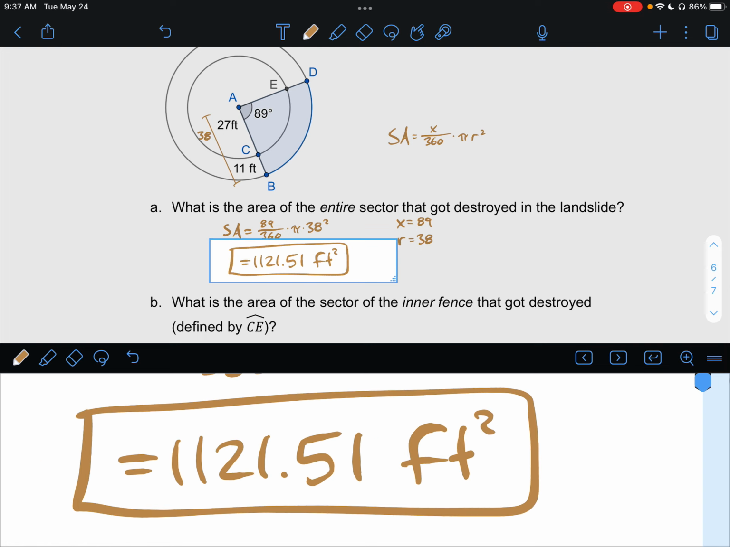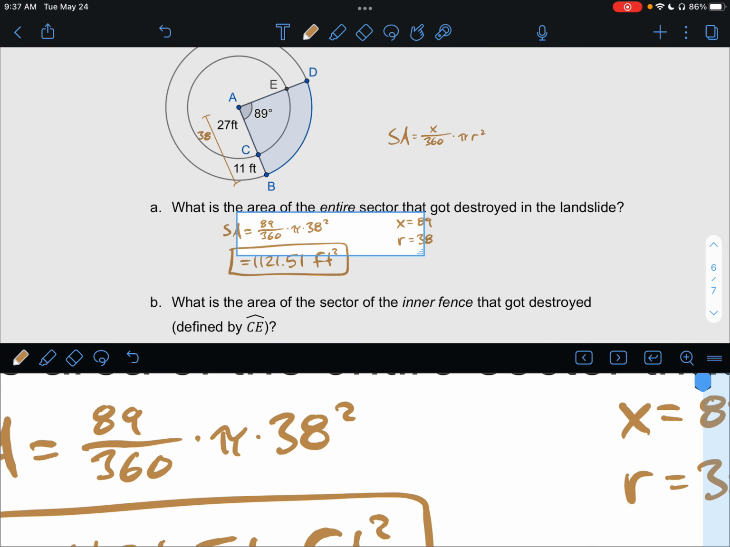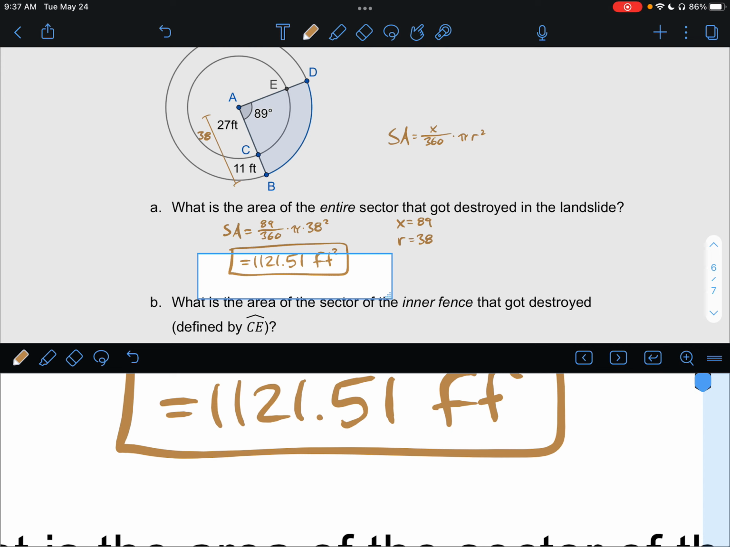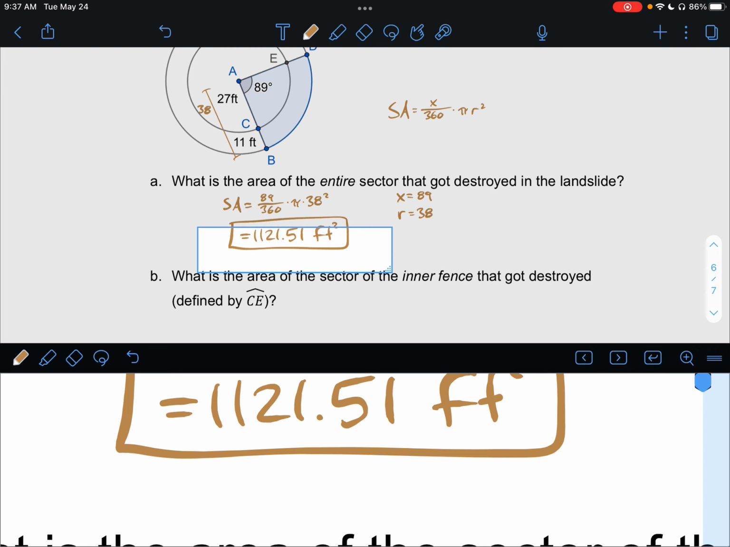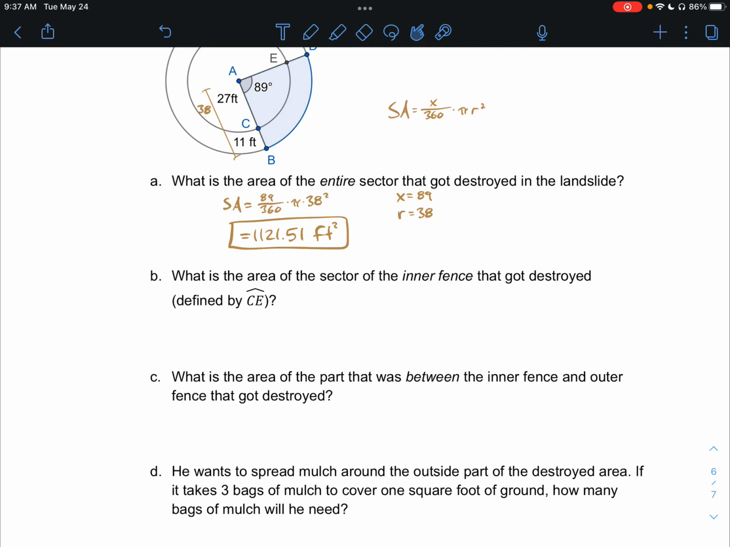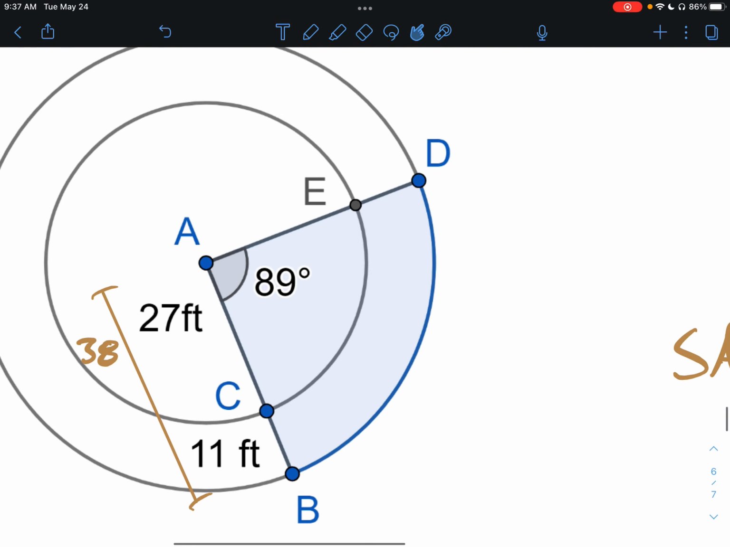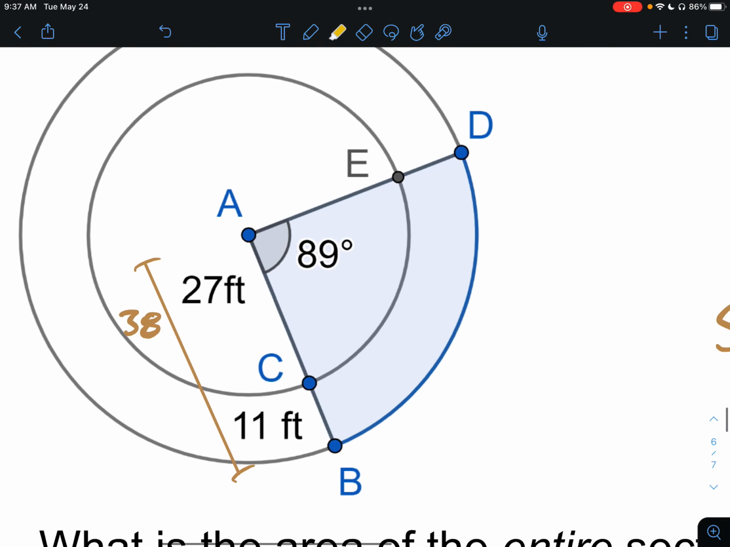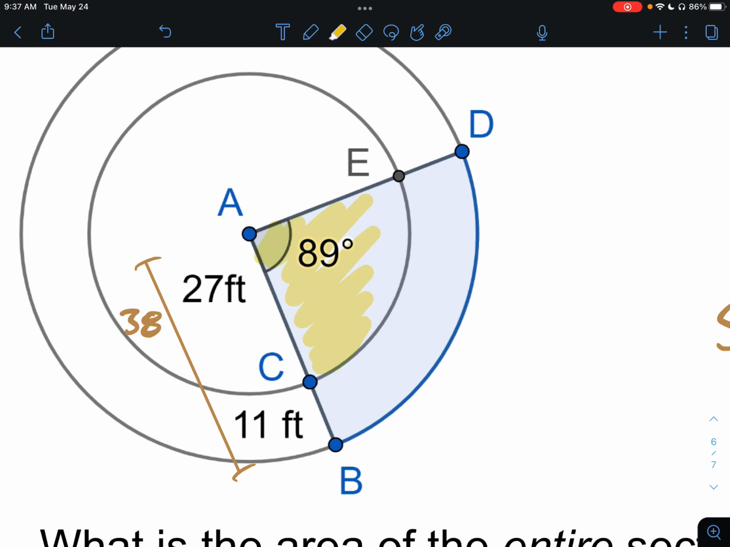So the whole area, this blue shaded area that got destroyed in the landslide, is 1,121.51 feet squared. All right, so now we want to find the area of the sector of the inner fence that got destroyed. So just the sector of the inner fence. So we're finding the area of this part. So only up to like EC.